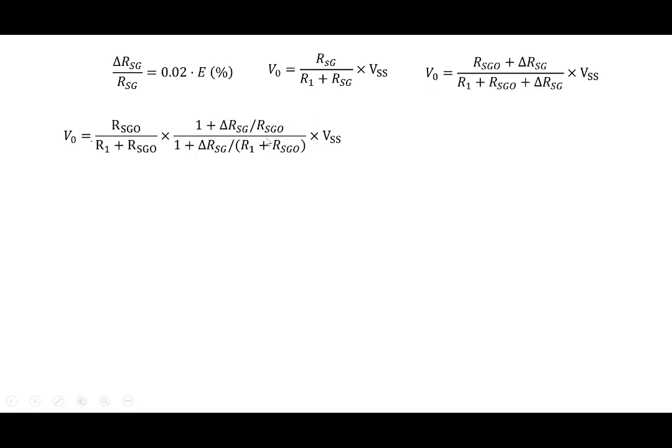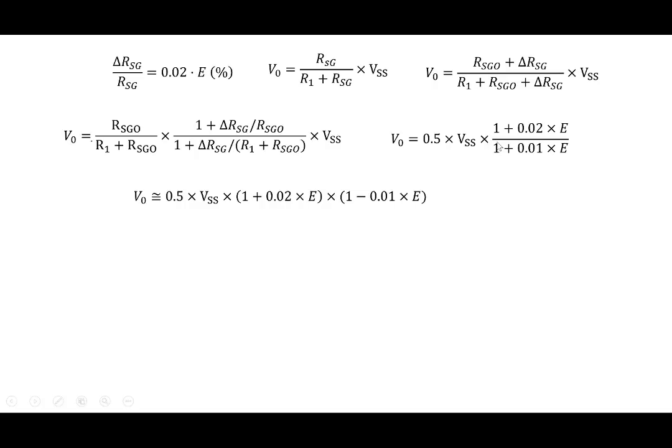So we are manipulating this expression to take advantage of this one here, that the fractional change in strain gauge resistance is equal to 0.02 times E. We want to get an expression of V0 in terms of the strain here. All right, so we can substitute this here as 0.02 E. And note that we said R1 and RSG0 are basically the same value. So this one translates to 0.01 E instead of 0.02 E here. There's a factor of 2 that comes in here.